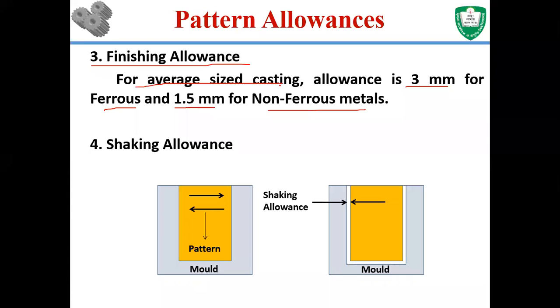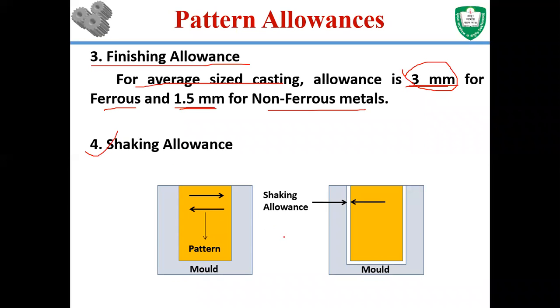You need to increase the size of the pattern by 3 millimeter or 1.5 millimeter to provide allowance for finishing. Once the final product is produced, you remove that 3 millimeter for the sake of finishing. That is why you need to increase the size of the pattern. And number 4 is shaking allowance.